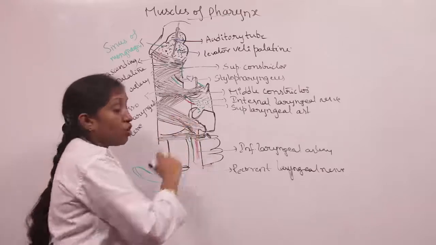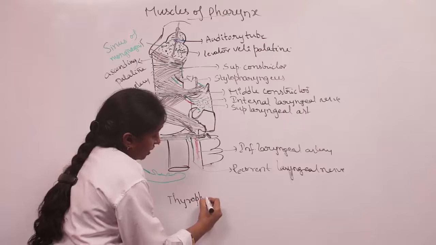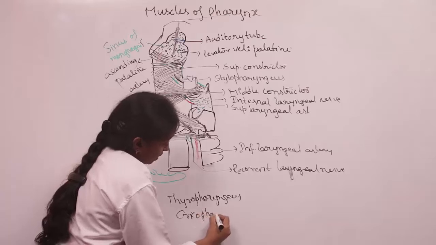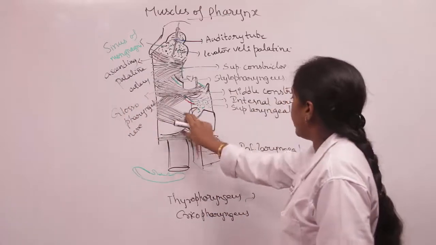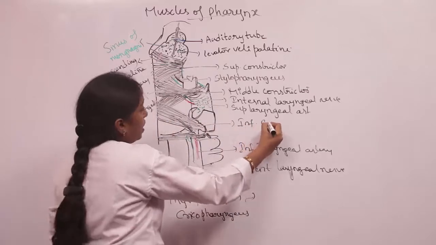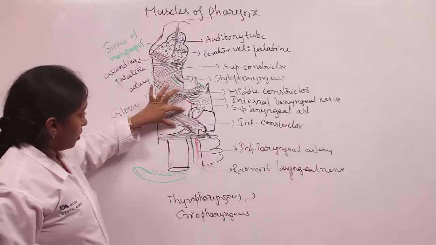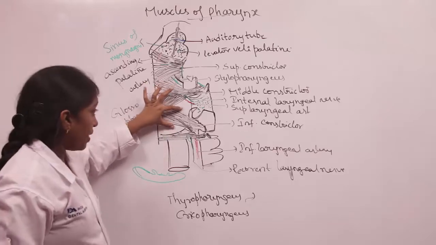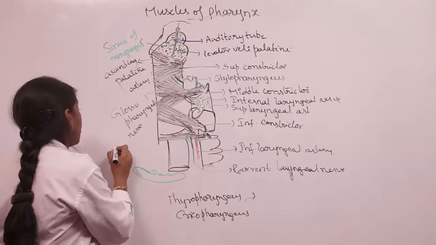The inferior constrictor muscle of the pharynx has two parts, the thyropharyngeus part and the cricopharyngeus part. This is the cricopharyngeus part, and this is the thyropharyngeus part of the inferior constrictor. So this is the inferior constrictor muscle, and it has two parts. The thyropharyngeus part arises from the oblique line of the thyroid cartilage. On either side of the thyroid cartilage, we have an oblique line.